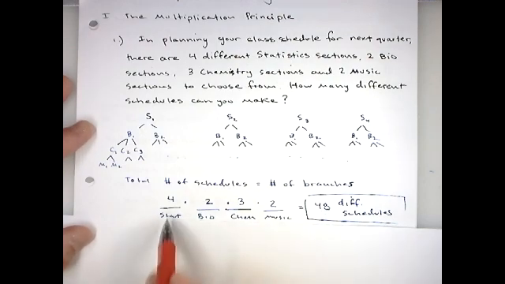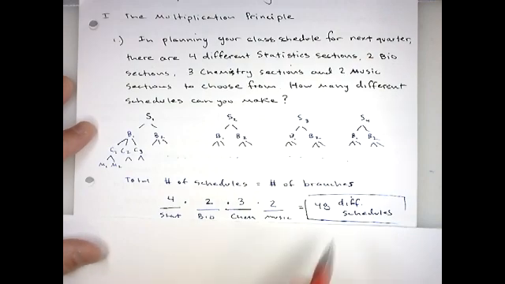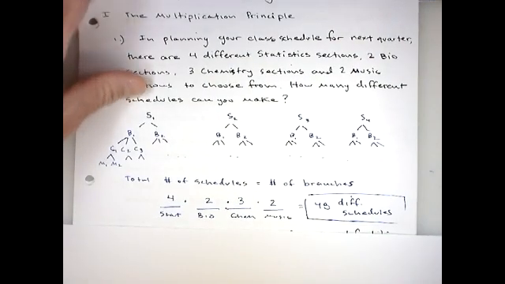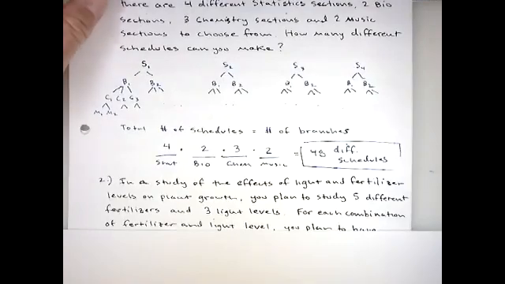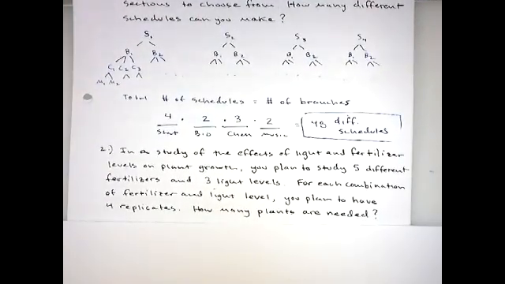Okay, so the multiplication principle is essentially, if there's 4 ways of picking stats classes, 2 ways of picking bio classes, 3 ways, you just multiply them all together to come up with the total number of different possibilities. Okay, here's one that's maybe a little more science-oriented.